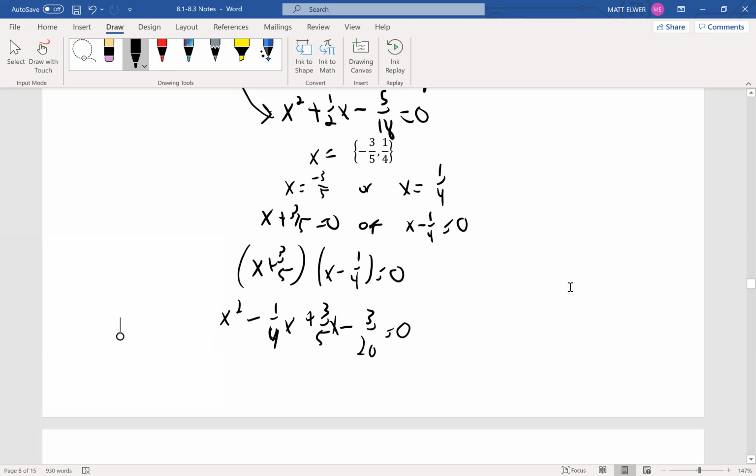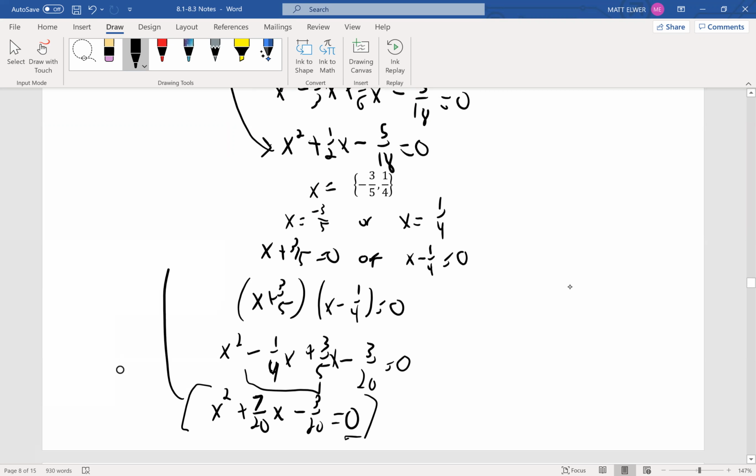And then we just have to combine our like terms again. When we combine our like terms, you should get a positive 7 over 20. So we get x squared plus 7 over 20x minus 3 over 20 is equal to 0. If you wanted to simplify this a little bit, maybe you like to work with nice numbers, you could multiply both sides by 20, because then the denominators would cancel. But again, it's not necessary. This is our final answer.